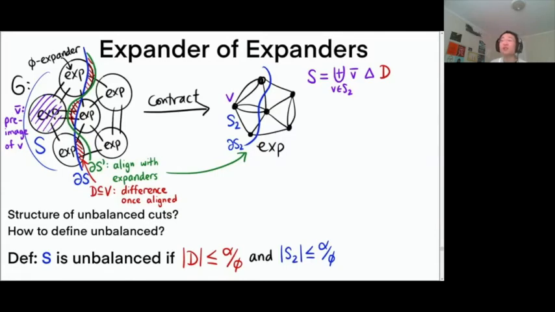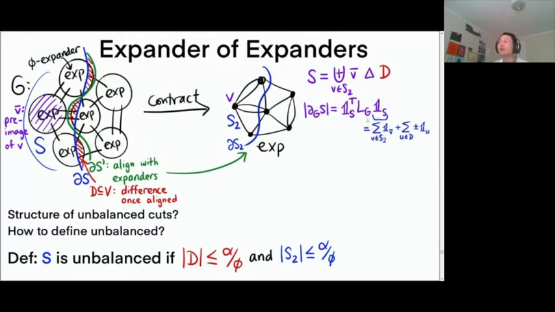It's all the vertices that contract into V. So in this case, it's just like the vertices in the corresponding expander. Now we can write S in the following way. We can say S is equal to the disjoint union of all the pre-images of all the vertices in S2. So essentially, this gives these three expanders. But now we need to take the symmetric difference with the vertices we shifted in the alignment process. Once we take the symmetric difference, then we recover the original cut S.